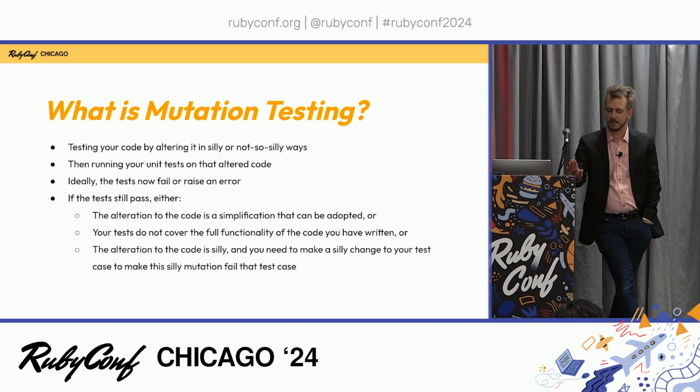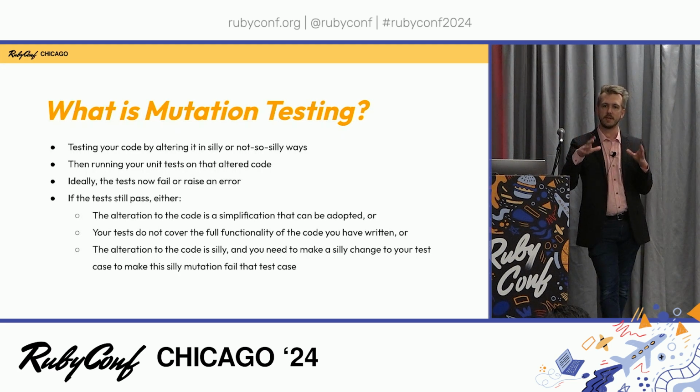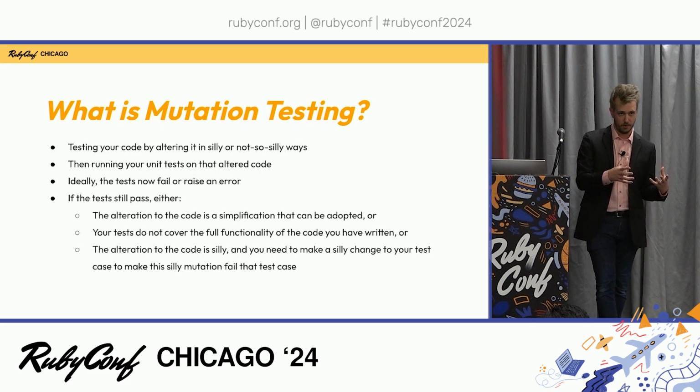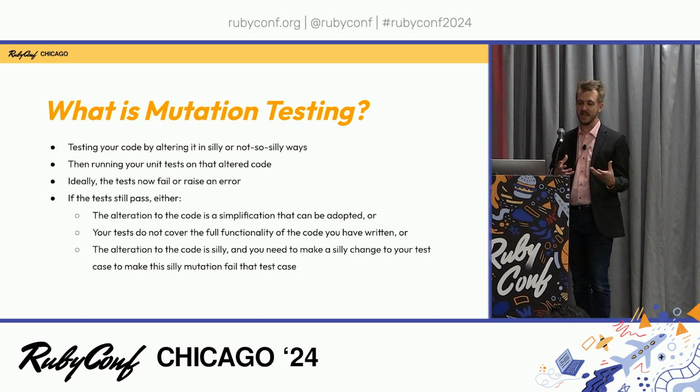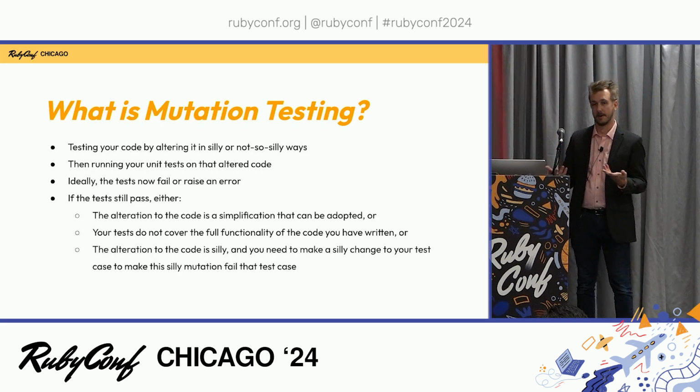What is mutation testing? Basically, it's testing your code by altering it in silly or not so silly ways, and then you run your unit tests on that altered code. So what you're doing is basically confirming that your code works with the tests by changing up your code and seeing if your tests fail. Ideally, once you mutate the code automatically with your tools and run tests on that mutated code, your tests will then fail or raise an error.